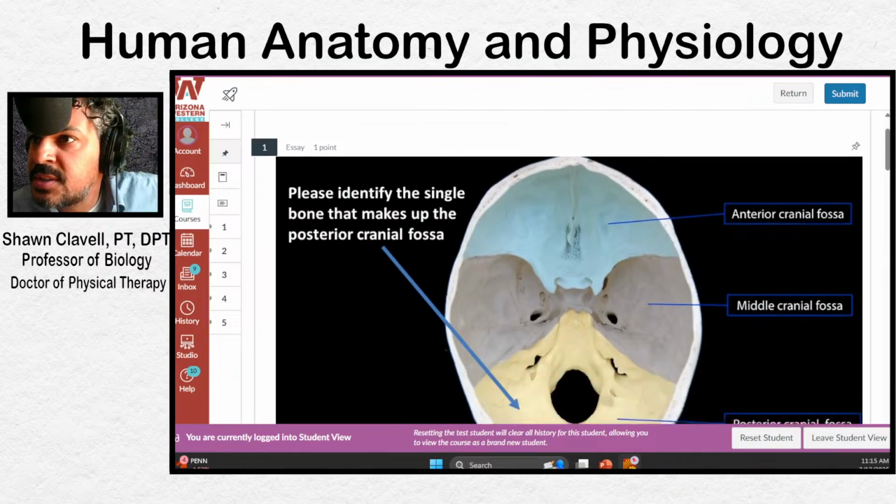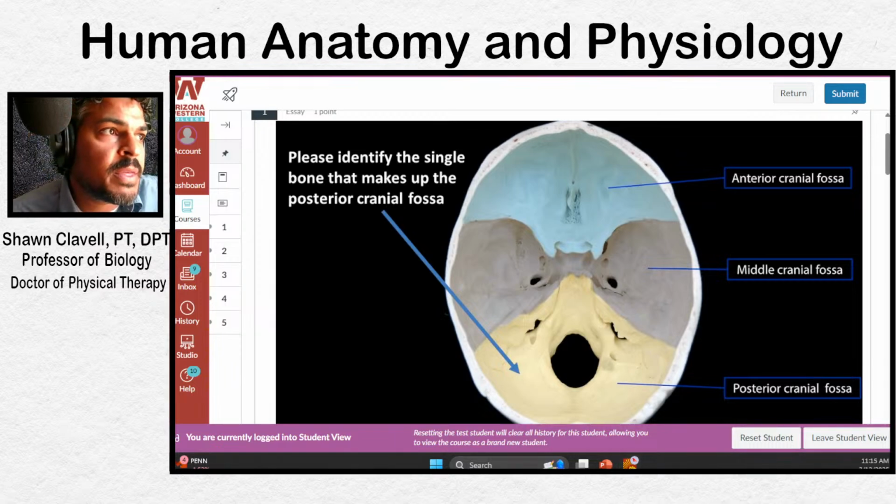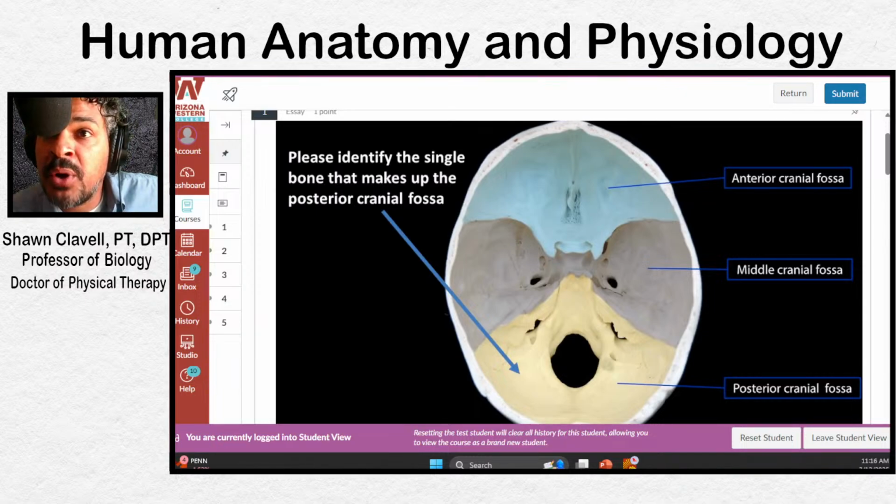And so again, you can see here, like, please identify the single bone that makes up the posterior cranial fossa. So you'll identify that bone there that is landmarked, right? As well, you'll also start to see some pictures associated with different bones and their landmarks, osteological features, landmarks, as I might call them. And so the key here is that you want to identify the bone, as well as the feature associated with it, right? So what is the bone as well as the feature associated with it?